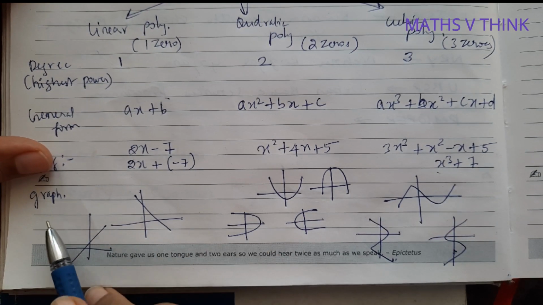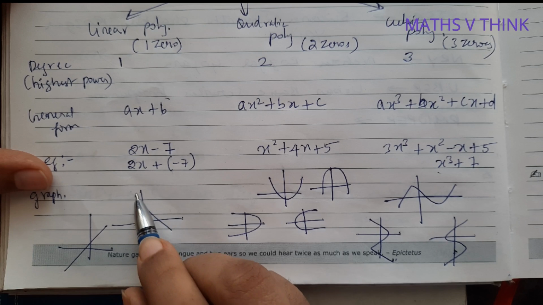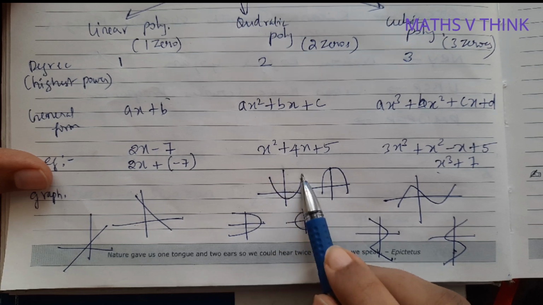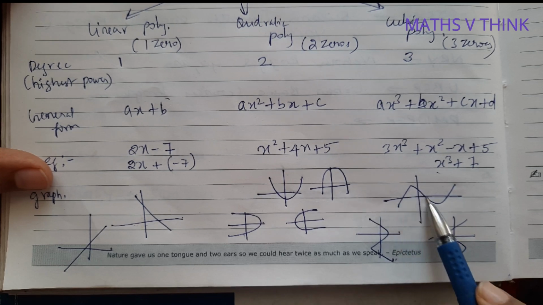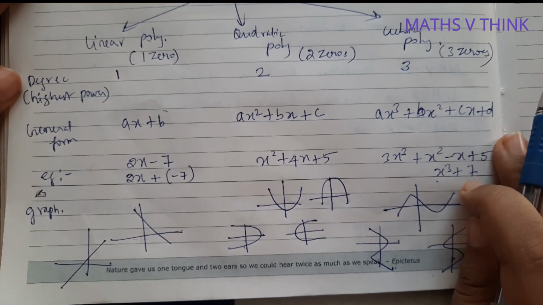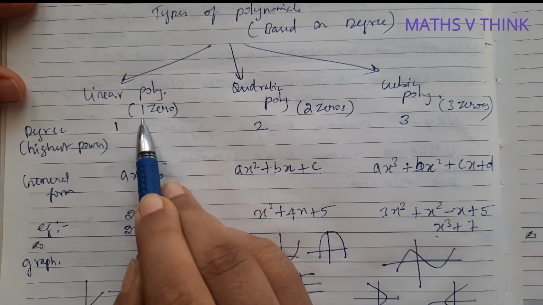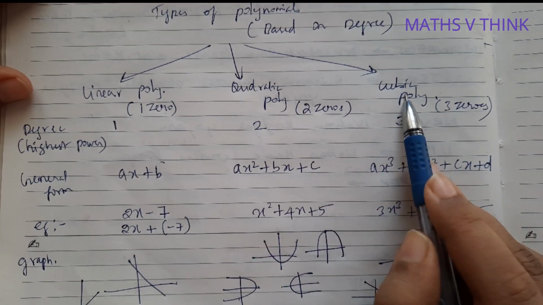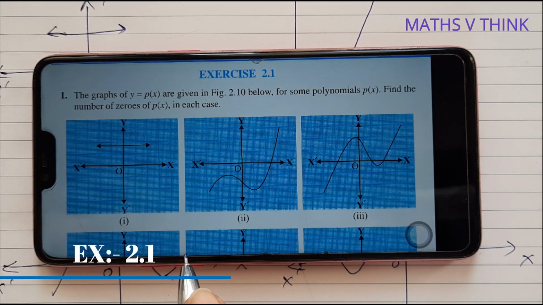And now I'll be telling you about the graph for the linear polynomial. Linear polynomial graphs are always straight lines. Like it can be like this or like this way. Quadratic polynomials will be like this or like this. And for the cubic polynomials, it will be like this or like this. Now regarding zeros, linear polynomial always has only one zero, quadratic polynomial has 2 zeros and cubic polynomial has 3 zeros. Now we will be discussing exercise number 2.1.